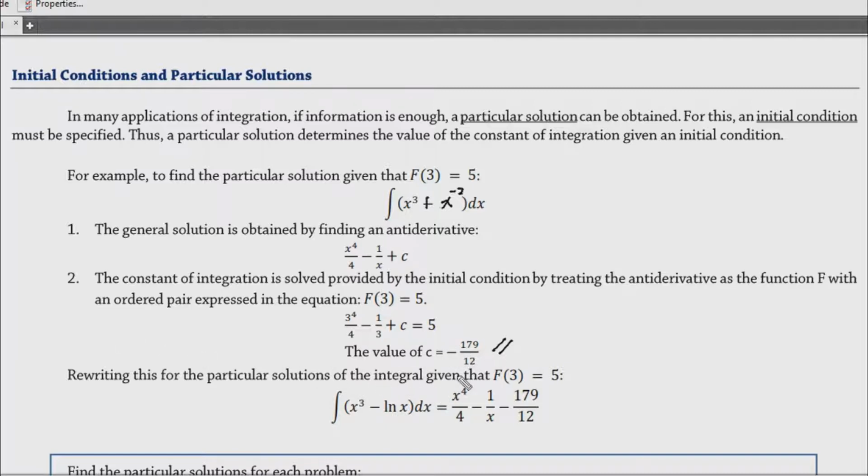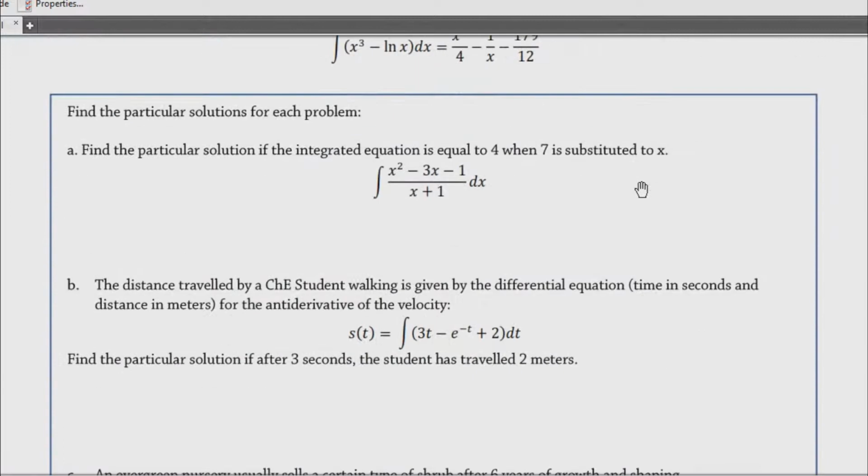Now, if you rewrite your expression, so kopyahin mo lang ulit itong sagot dito sa expression na to, and then instead of writing c, you write the new value of your constant of integration. So, ganun siya ginagawa yung ating initial conditions and particular solutions. Okay, so yun lang yung very quick discussion regarding this, and let's try doing some examples.